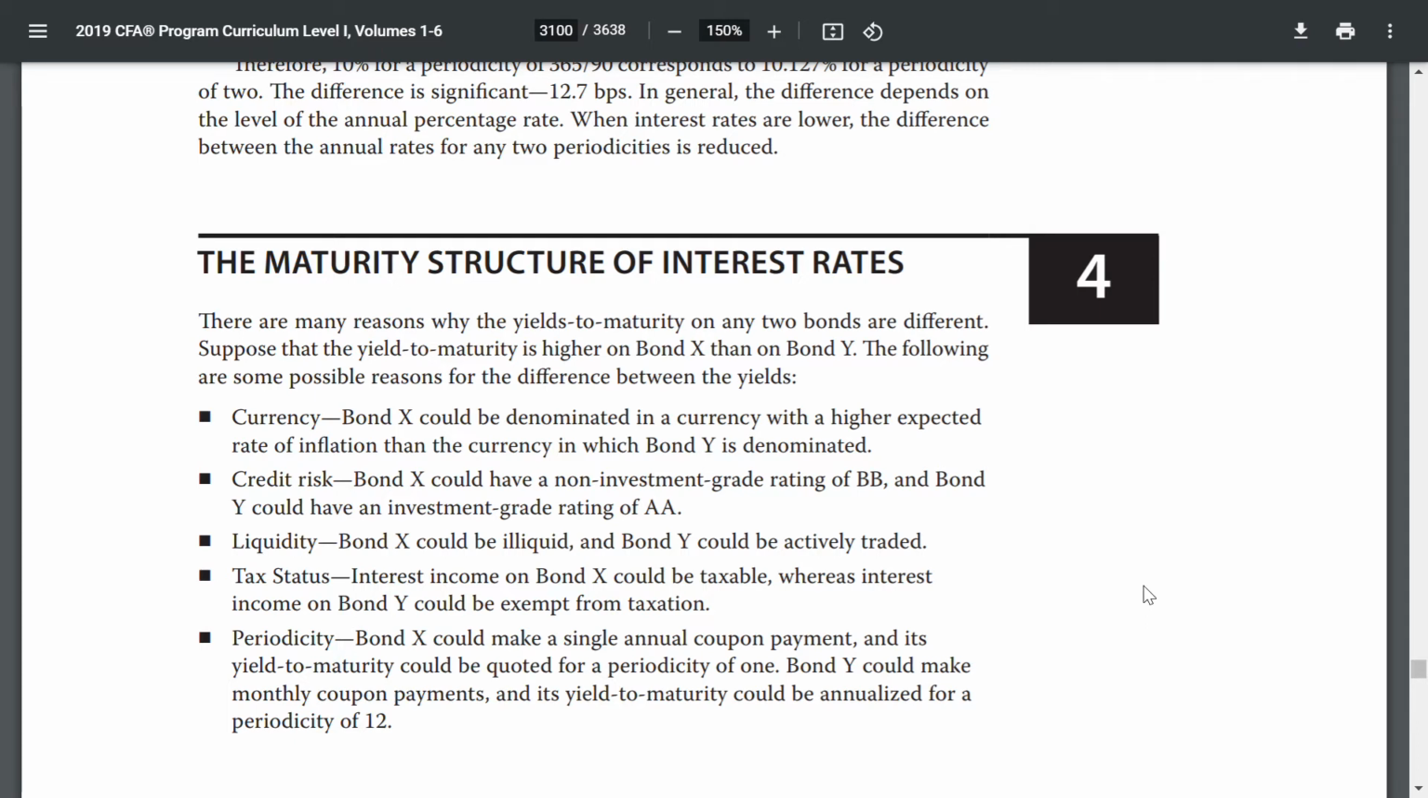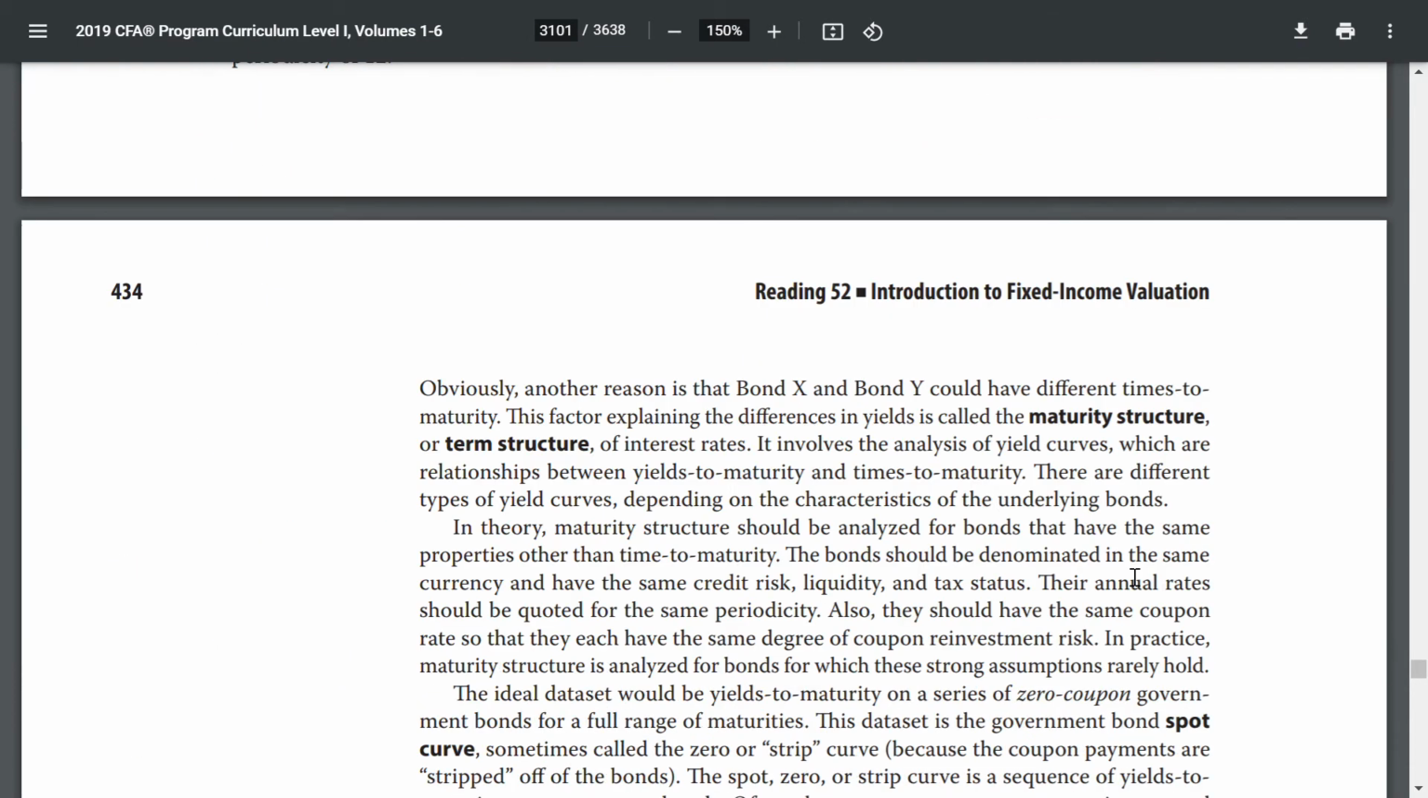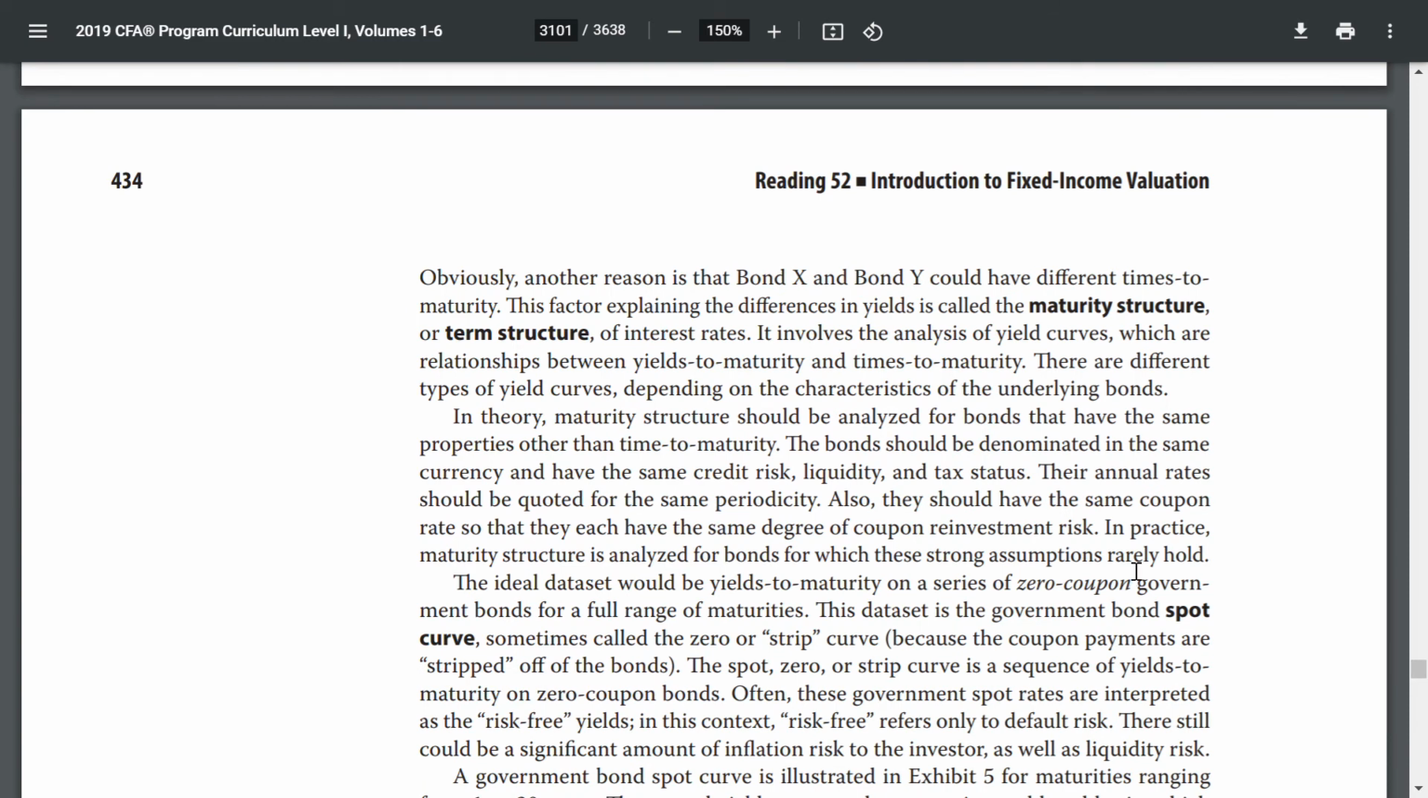Periodicity: bond X could make a single annual coupon payment and its yield to maturity could be quoted for a periodicity of 1. Bond Y can make monthly coupon payments and its yield to maturity can be annualized for a periodicity of 12. Obviously, another reason is that bond X and bond Y could have different times to maturity.